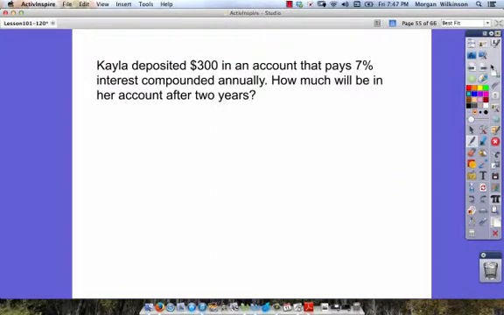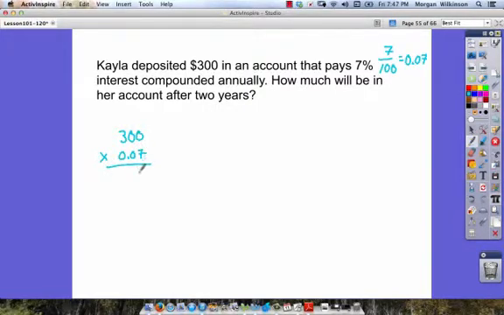Kayla deposited $300 in an account that pays 7% interest compounded annually. How much money will be in her account after 2 years? Well, to figure how much is going to be there after 2 years, we first need to know how much will be there at the end of the first year. So we're going to say 300, and 7%, that's the same as 7 hundredths, which is the same as 0.07. So we're going to multiply 300 times 0.07.